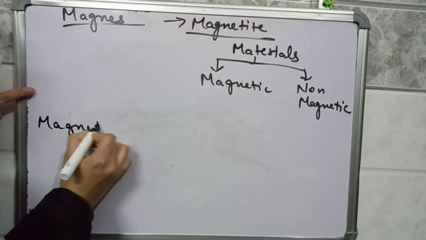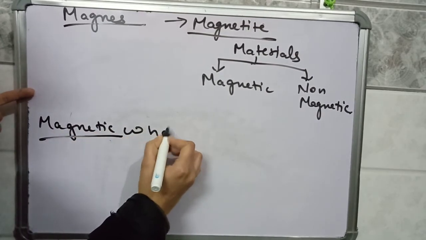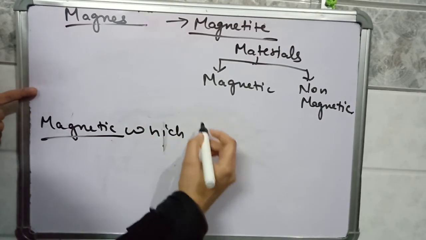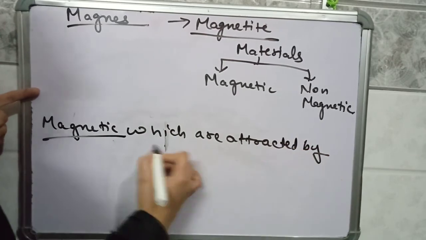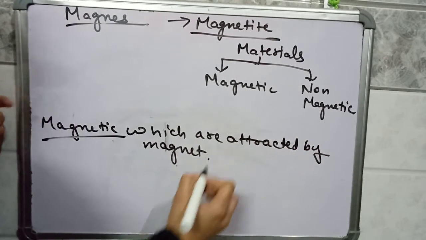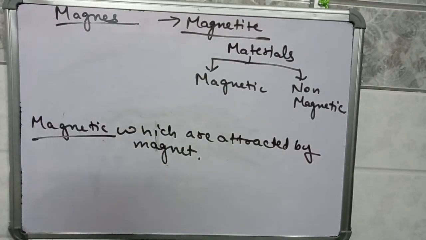Magnetic materials are those which are attracted by magnets, right? Those which are attracted by magnets or pulled or repelled by the magnets are known as magnetic material. So the materials which are made up of iron, steel, nickel, cobalt are magnetic materials. Out of iron, steel, nickel, cobalt, iron and steel are the most common elements that are used in the objects which are present in our day-to-day life.